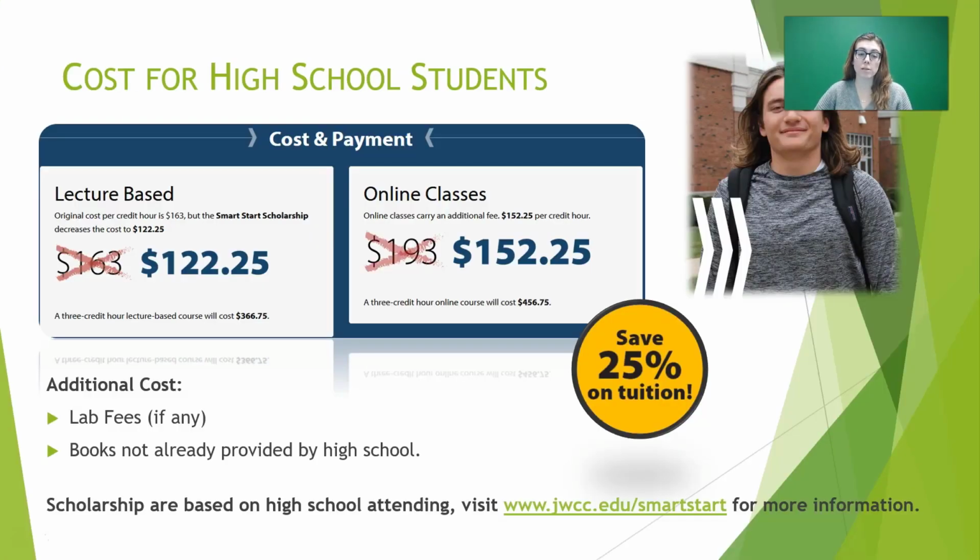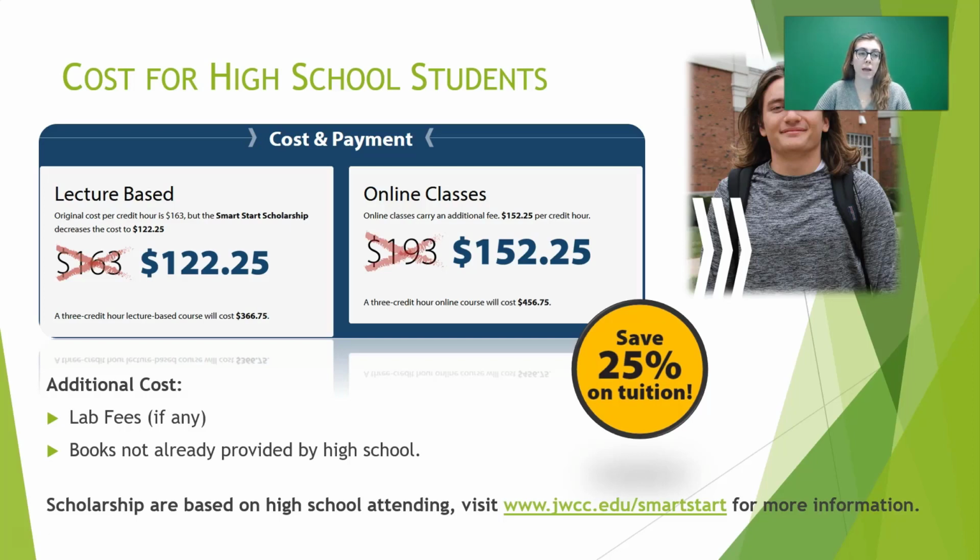Okay, so cost. This is a very important and probably the most popular question I get asked. What is the cost for a concurrent enrollment course? As you see on the slide, in the yellow dot, students do get that 25% discount on tuition and universal fees. This is for all high school students on every course that they would enroll in.